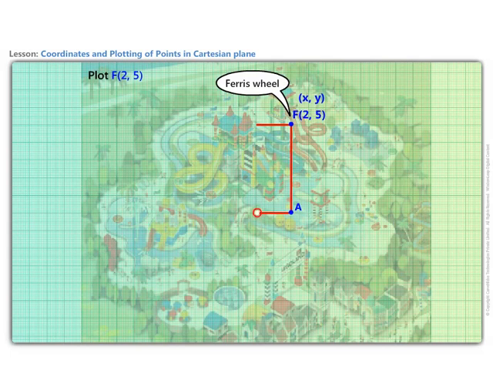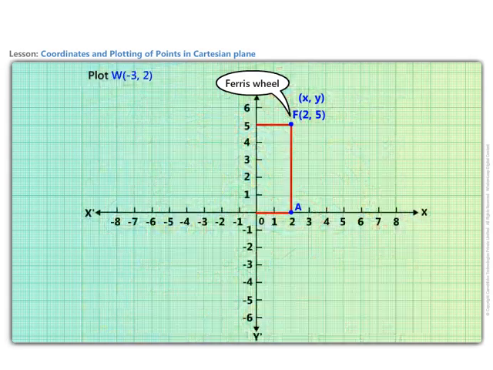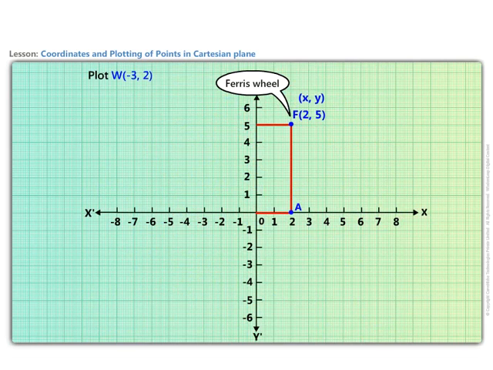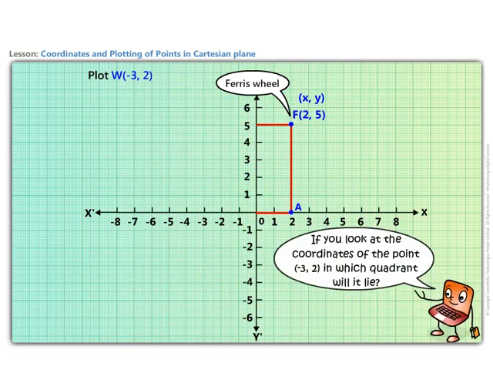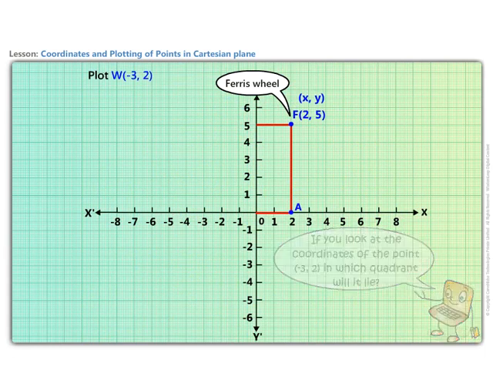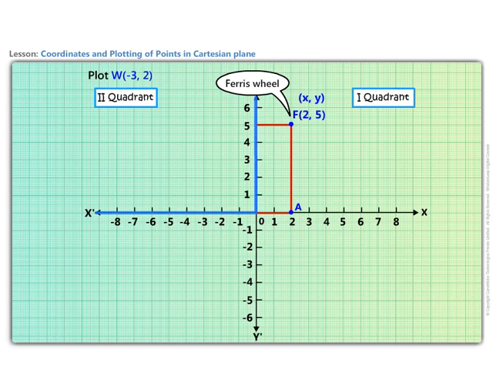They go back to the origin and decide to go to the water slide W, which is 3 yards to the west and 2 yards to the north. Hence, the coordinates are (-3, 2). If you look at the coordinates of the point (-3, 2), in which quadrant will it lie? Yes, it will lie in the second quadrant.